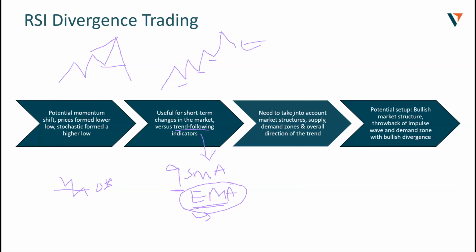Okay, and then next we'll take a look at market structures as well. When you look at RSI divergence, you want to ensure that market structure is in place if there is some kind of reversal, especially when there's a divergence, and this is accompanied with a change in market structure, that would be ideal. And of course, you want to take a look at the overall direction of the trend.